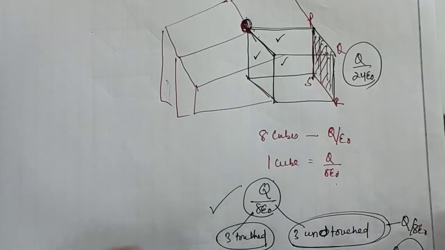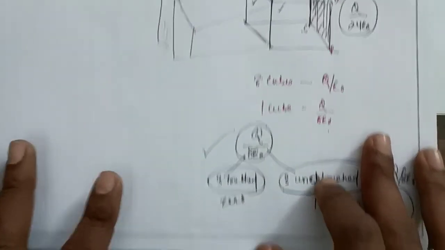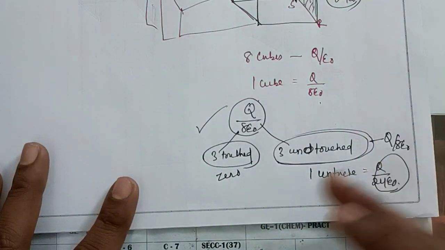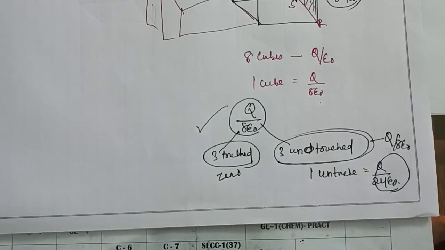Always look at the touched and untouched surfaces. In touched surfaces, electric field lines are perpendicular to the area vector, so no flux will pass through them. Only through untouched faces will the flux pass. And how many untouched faces? This much flux. In one untouched face, how much flux will pass? We can easily calculate. I hope the scenario is pretty clear to everyone.